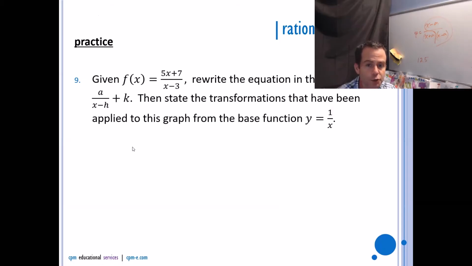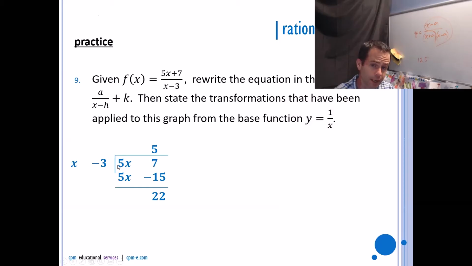So I'm actually just going to do that division, okay? We did polynomial division in the polynomial unit. So here I go. x minus 3 is on the outside, 5x plus 7 is on the inside. What do I have to put up here so that when I multiply it by x, I'll get 5x?